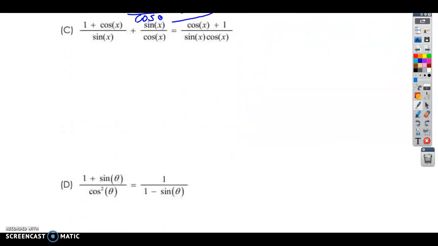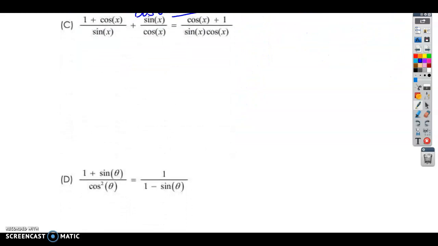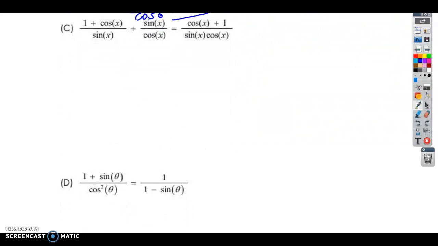Ooh, this one looks fun. These are like puzzles. All right, so sometimes we're going to try something and it might not work. So I'm looking at this, and I notice that on the left, I've got two fractions with different denominators. And on the right, those denominators have been multiplied, so it's sine times cosine. So I have to somehow get the denominators to be the same.